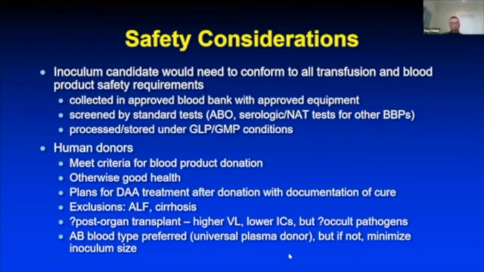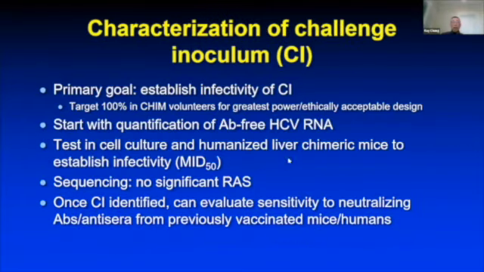As far as blood type is concerned, the AB blood type would be preferred insofar as it is a universal plasma donor. But if we cannot identify just such a person, again, great pains to minimize inoculum size would be important. For characterization of the challenge inoculum, the primary goal is to establish infectivity and to target 100% infection in CHIM volunteers in order to maximize power and ethically acceptable study design.